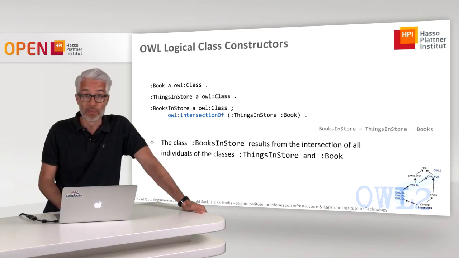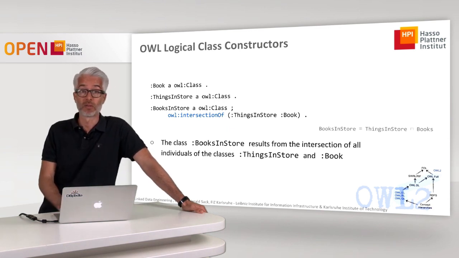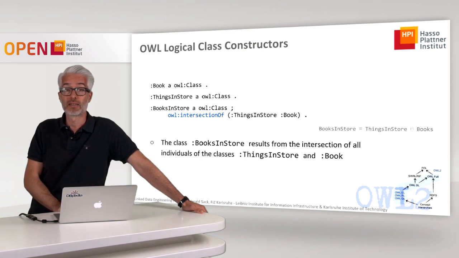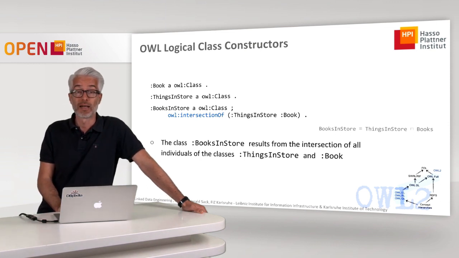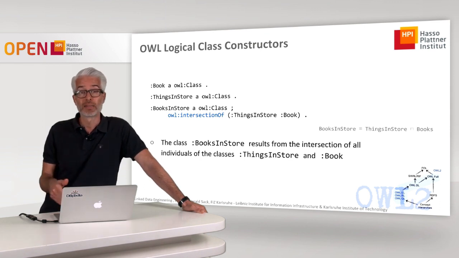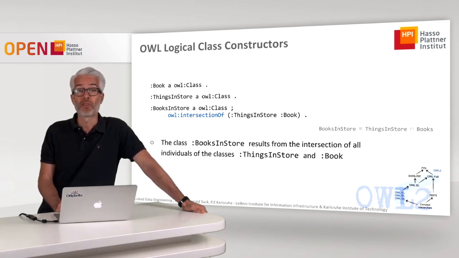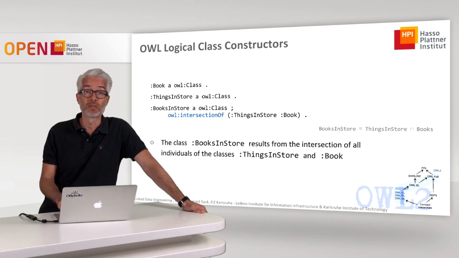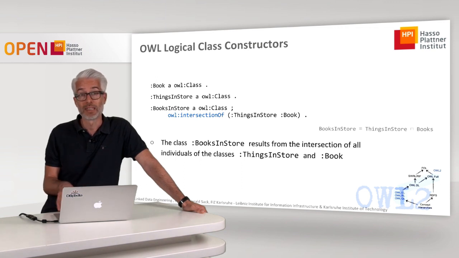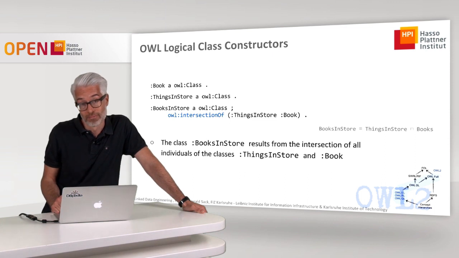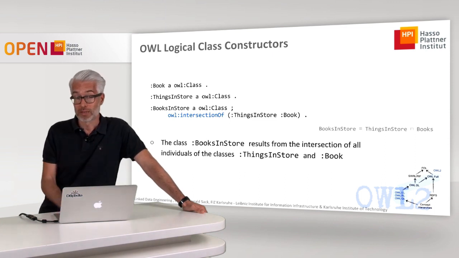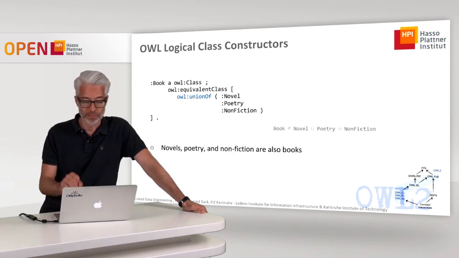Quite simple. So I define books in store as being a class, and then I simply say, okay, I assign to this class another property, which is OWL intersectionOf, and then I write simply the collection of things which are here used in this intersection, which are the two classes, things in store and book. And of course, I could also extend this collection and could make further intersections. And in the same way I do an intersection, I can also do a union.